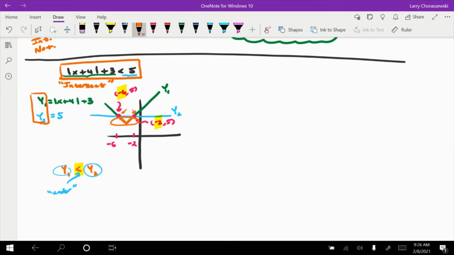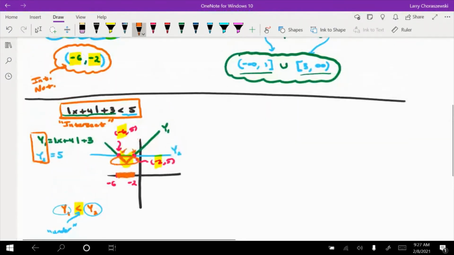So there is a section of the graph of y1 that is under the graph of y2, and it would be this one right here. And once you've found the part or parts of the graph that correspond to your inequality symbol, you steal the x values from the x-axis that match up with the piece. And the x values that match up with this piece of the graph of y1 are the x values between -6 and -2. And that would be a picture of our answers, which confirms what we got from our algebra solution.